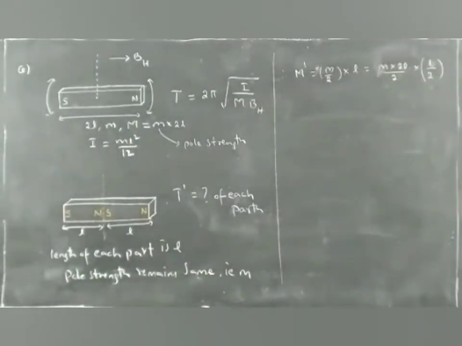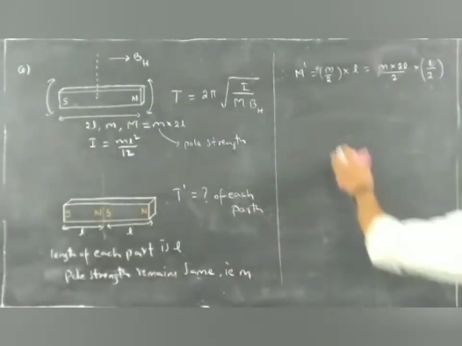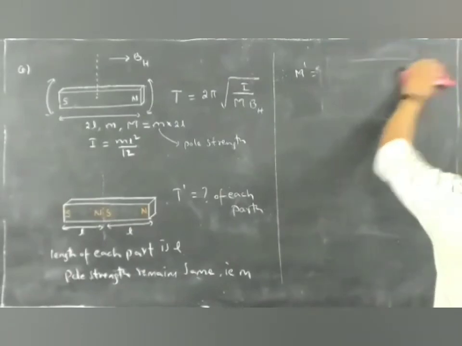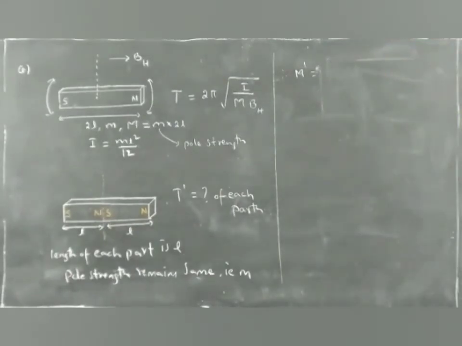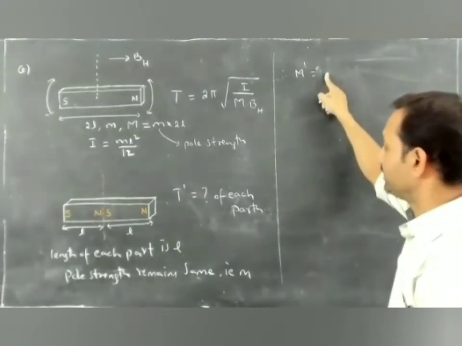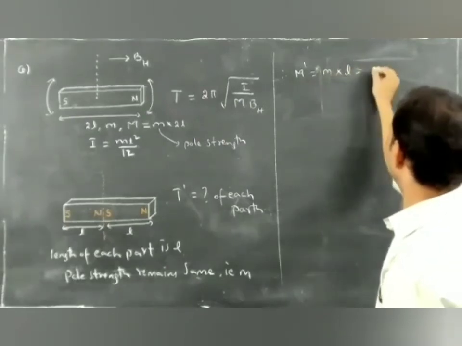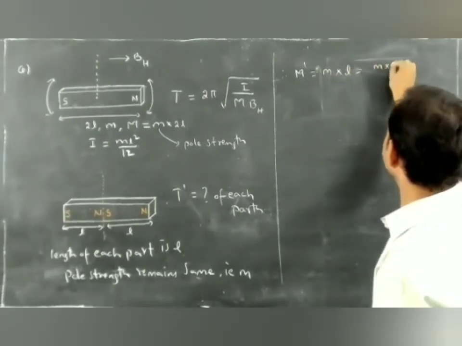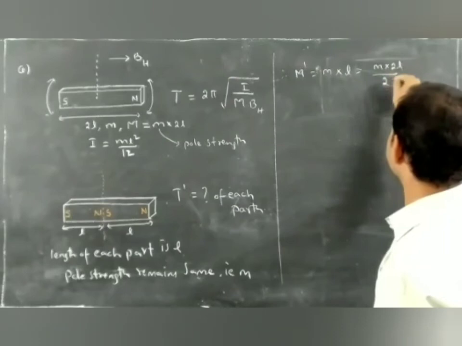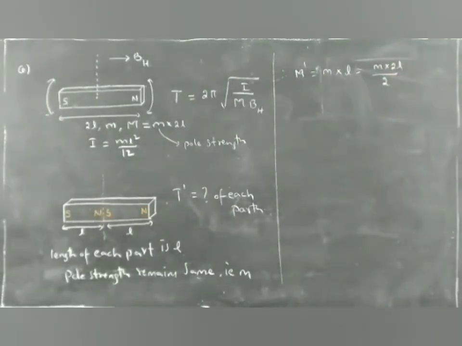So the new magnetic moment for each part will be pole strength m into length of each part L. So m into 2L by 2, and m into 2L is nothing but capital M. So it is capital M by 2. That means the magnetic moment also becomes half.